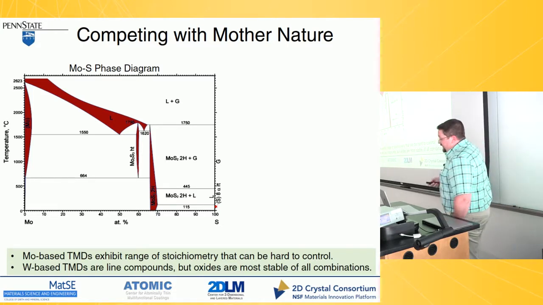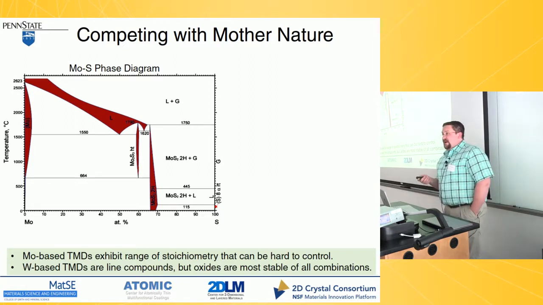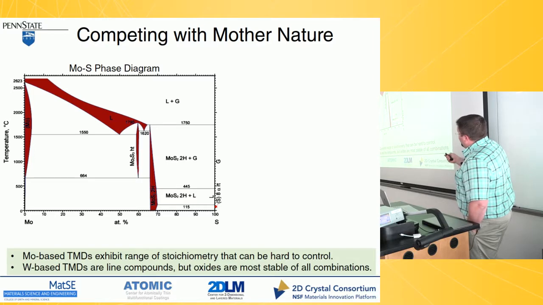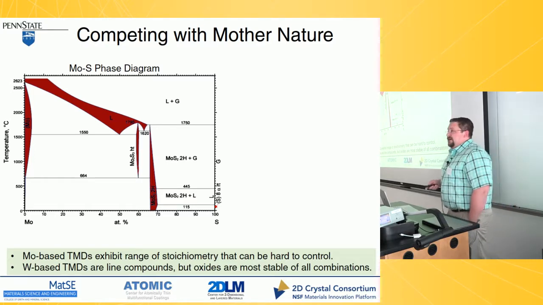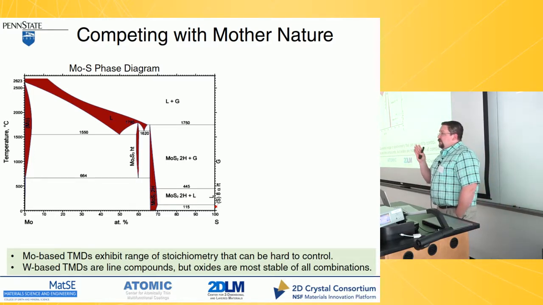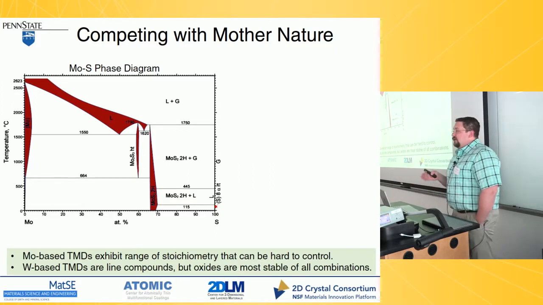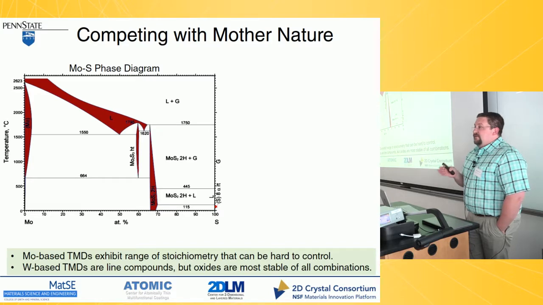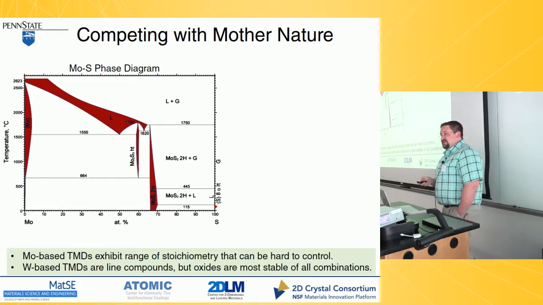Now, the saving grace is if you're doing tungsten-based compounds, they're all line compounds. So you just see this nice clean line straight up here. There's no width there. The problem is if you're doing sulfur, selenium, or tellurium, very rarely are you growing the most stable phase of those tungsten-based or moly-based materials.